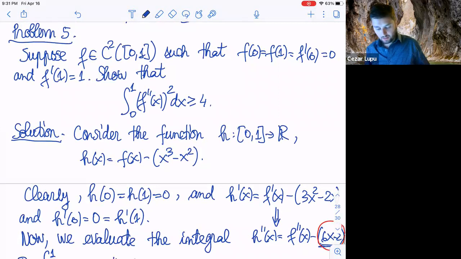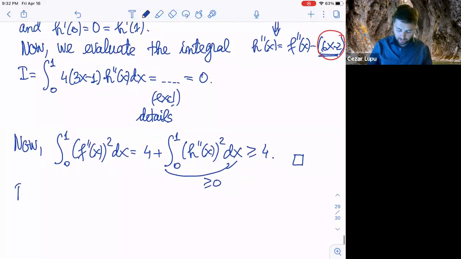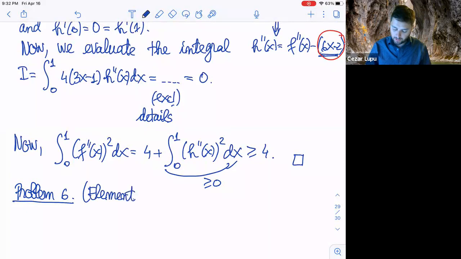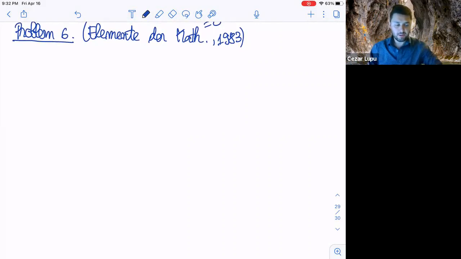Now, let me do another problem, problem number 6, which is a kind of a Poincare type inequality. This is a very old problem, published in Elemente del Matematique, I think in 1983. I always do this problem. I think it's one of my favorites. But anyway, the problem says the following.